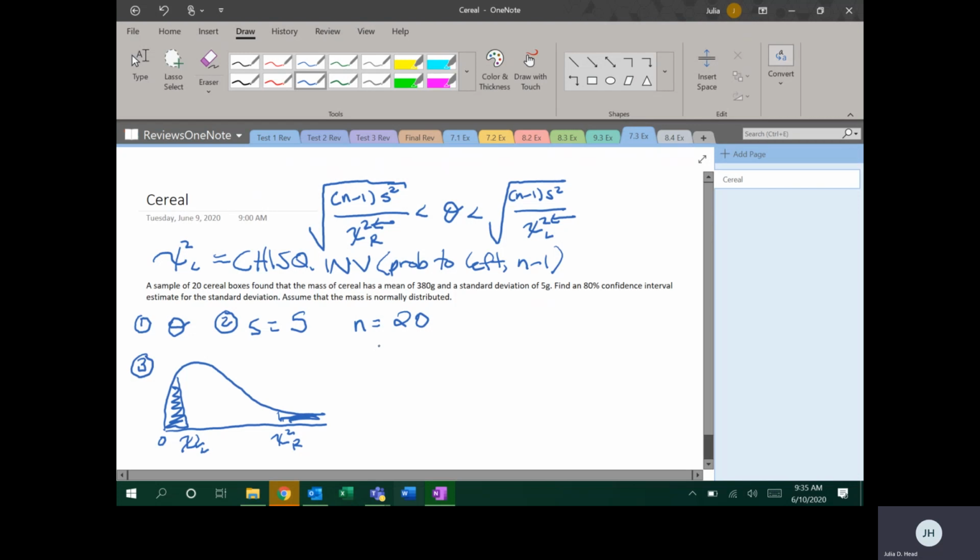And again, we don't have the margin of error, but we're going to have to do extra work to find these critical values. We are doing an 80% confidence interval, so we have 0.8 in the middle, and we'll have 0.1 in each of the tails. So for the L, the probability to the left is 0.1, comma, degrees of freedom is 19. And I'll go to Excel in a minute and calculate that. I'm going to go ahead and write out the R. For the R, there is 0.9 to the left and still 19 degrees of freedom.